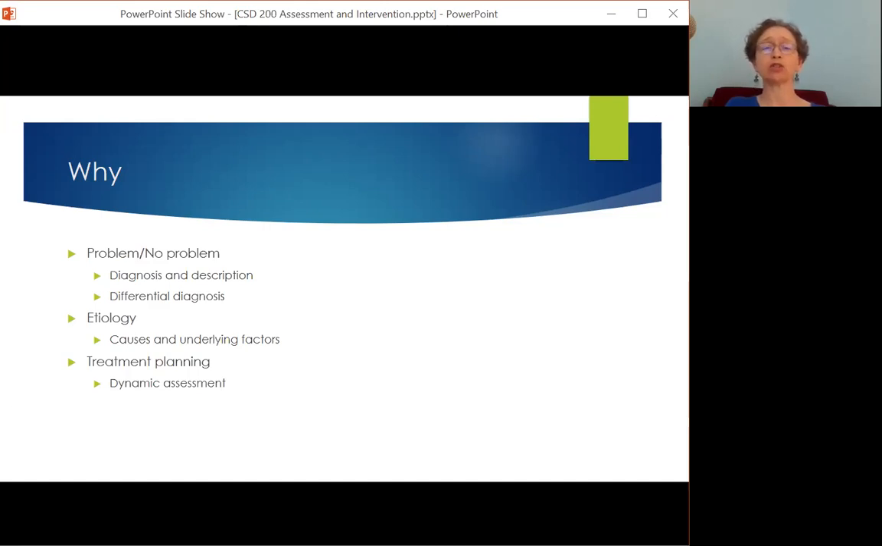A third purpose of assessment is treatment planning. We want to be able to use the information we know about this person's communication to select appropriate goals and to begin to plan an appropriate plan of intervention.